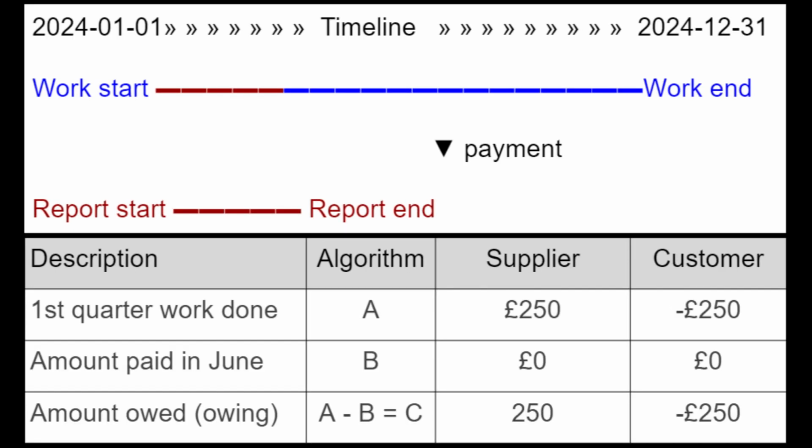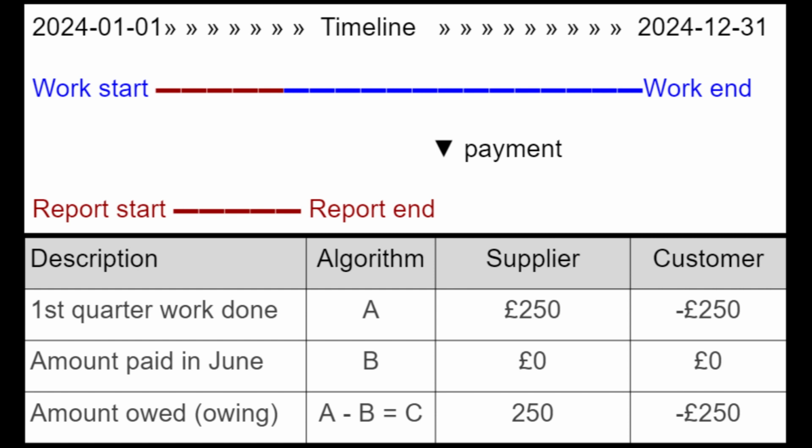In the next case, the first quarter's insurance has been received. This is 25% of the 12-month contract. It is worth £250. However, the entire year's worth of the insurance contract is paid in June after the reporting end date of March. This means again there is work outstanding. The customer owes £250 to the supplier.